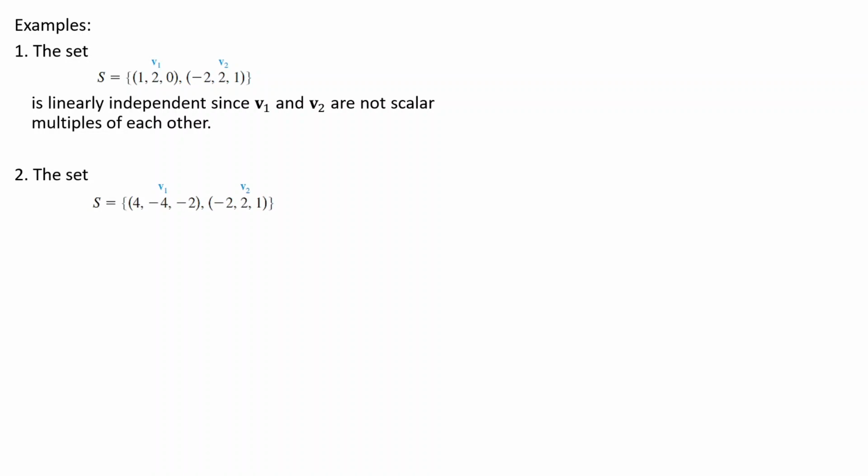However, for this given set, we see that vector v sub 1 is equal to negative 2 times this vector. Times negative 2, that's 4, times negative 2, that's negative 4, times negative 2, that's negative 2. Since we can express v sub 1 as the product of v sub 2 and negative 2, then we say that S is linearly dependent.